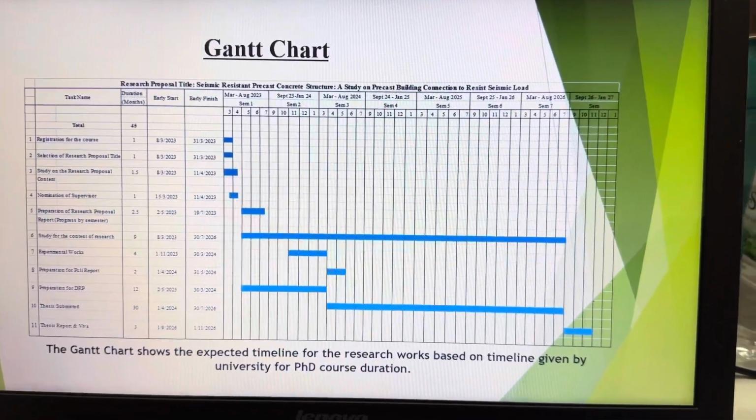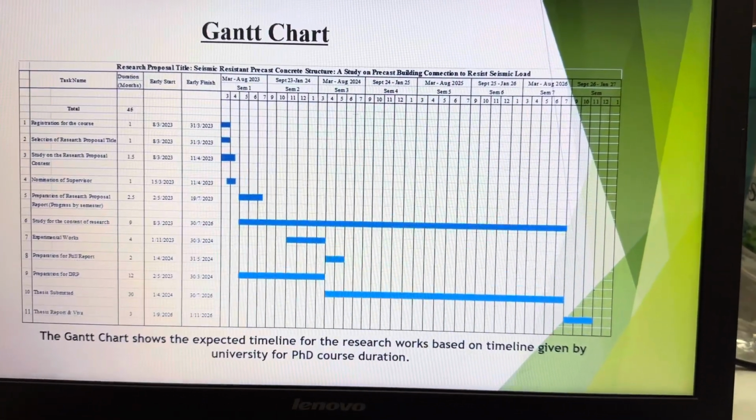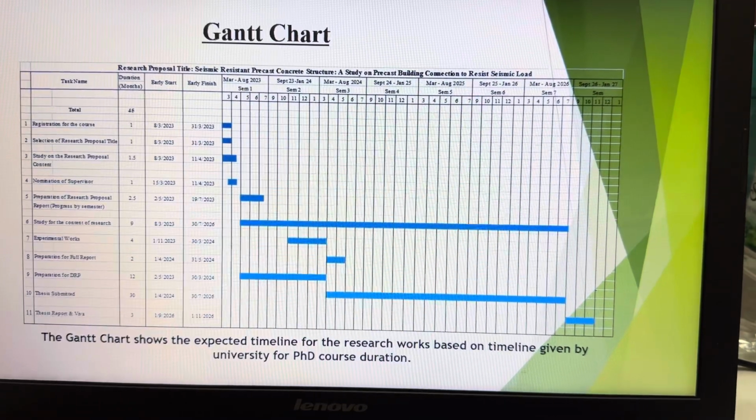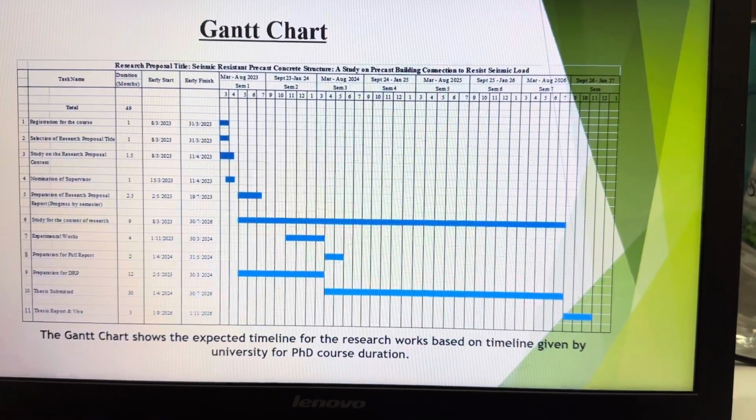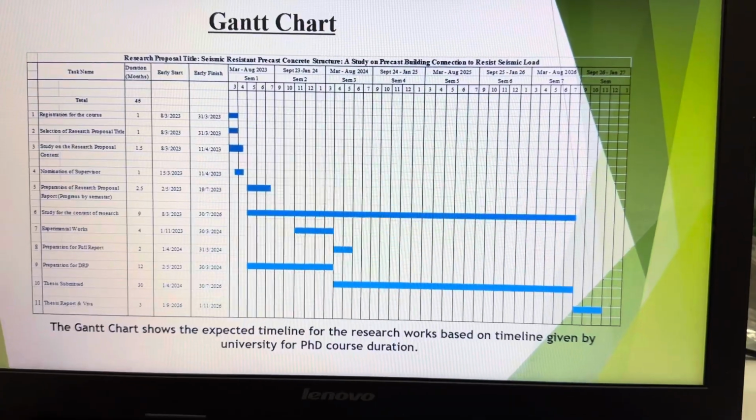This is a Gantt chart. The Gantt chart shows the expected timeline for the research works based on the timeline given by the university for PhD course duration. I just adapt it into my timeline.